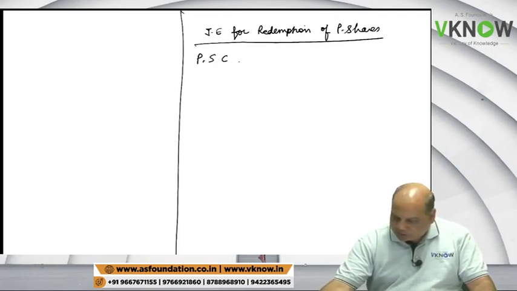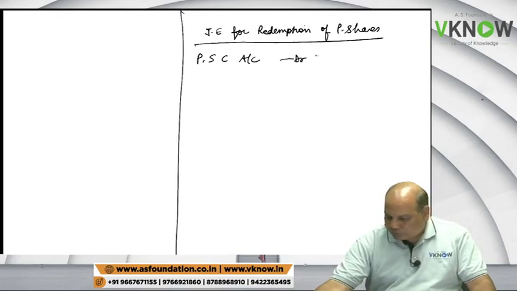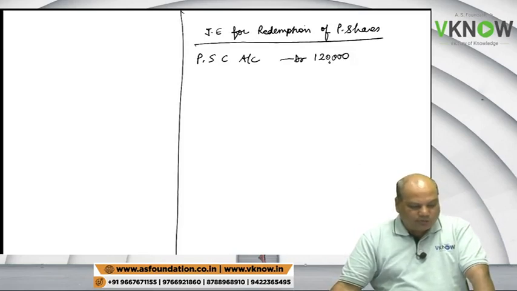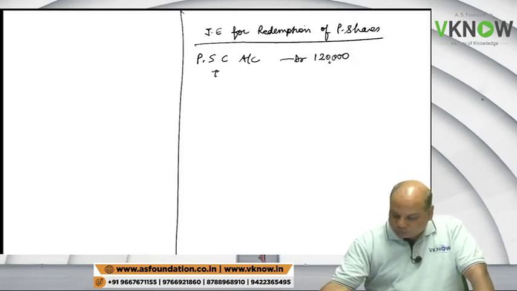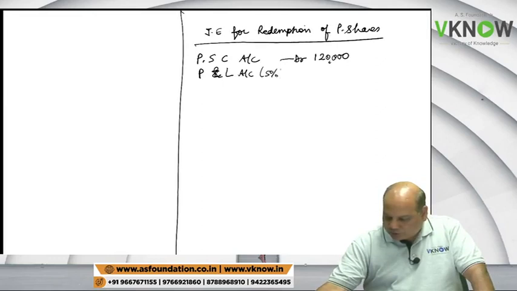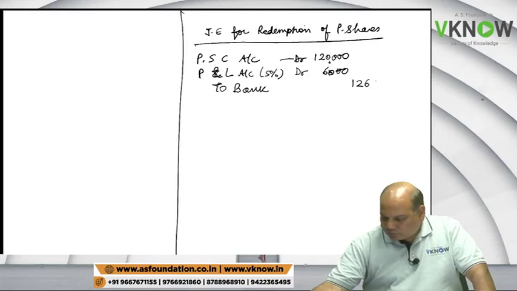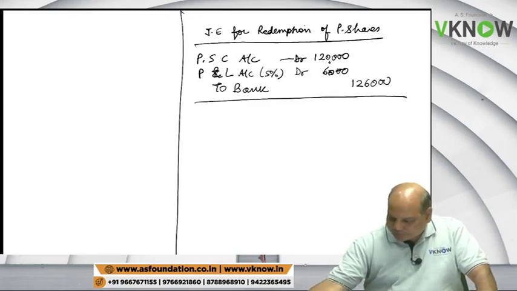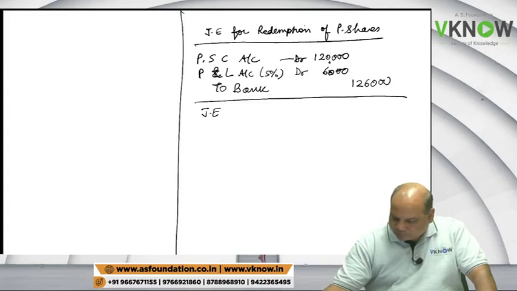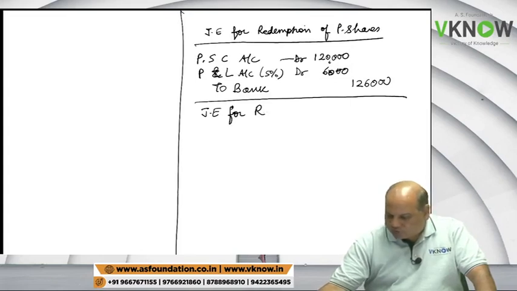Preference share capital account debit, the difference between closing and opening balance, 1,20,000. P&L account debit, 5% of 1,20,000, 6,000. To bank 1,26,000. And the same journal entry applies for redemption of debentures also.